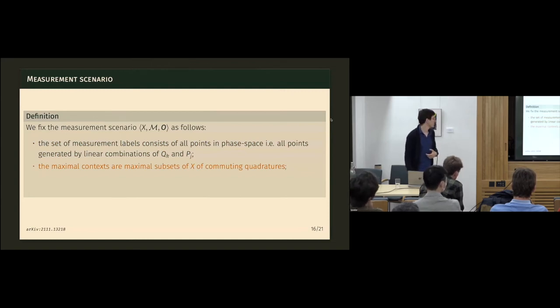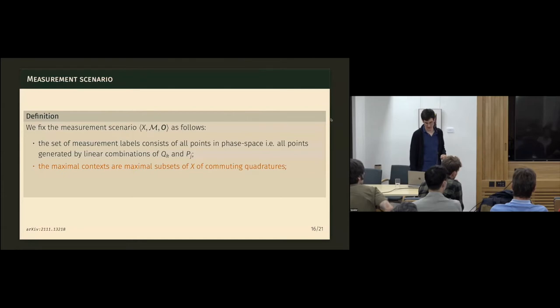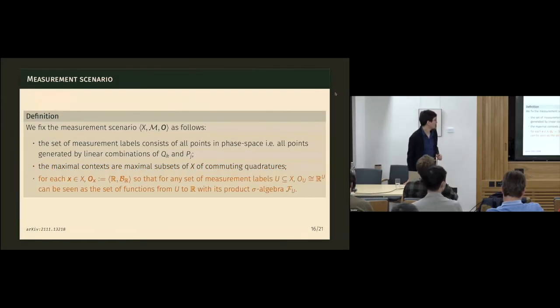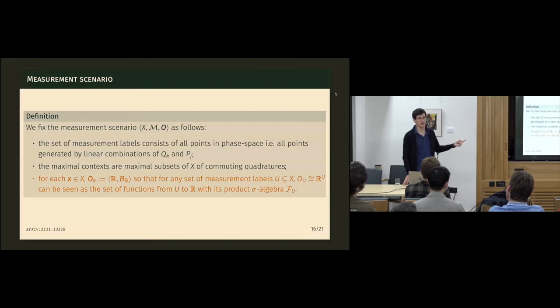Now the maximal contexts are just maximal subsets of X of commuting quadratures. So each maximal context is a Lagrangian, if you want, and so M is the Lagrangian Grassmannian of X. Basically, just the set of maximal commuting quadratures. And O_x for each measurement label is just basically R. For each quadrature, you may witness any real value, any number on the real line. Whenever you consider a set of measurement labels U, the joint outcome set is just R to the U. But because U may be a continuum, you can think of value assignments as functions from U to R. They are a bit weirder than what you would be used to for value assignments, but basically now value assignments are just functions.